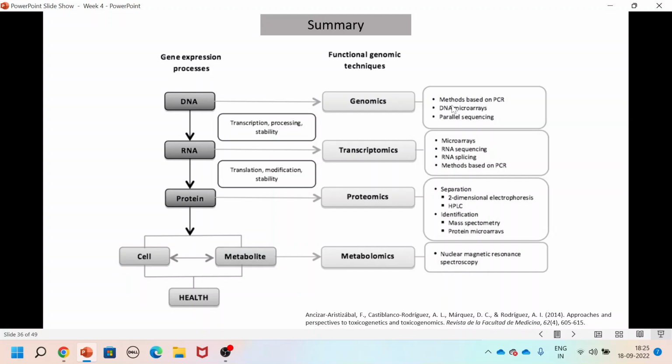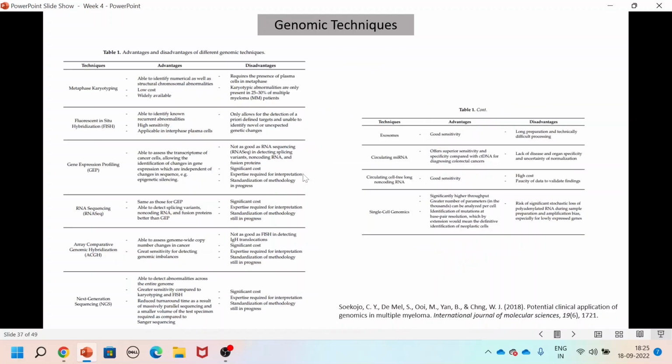For example, we discussed in detail the PCR, sequencing methods, and microarray. So these are the various techniques which we can use in order to understand the function of our genome, and therefore they are very important for functional genomics. They are important approaches for functional genomics. So this is just a summary of various functional genomic techniques with certain advantages and disadvantages.